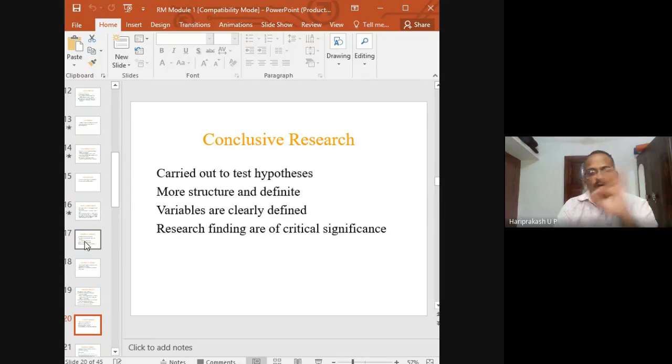In exploratory research, you are not clear about the variables. There is no structure. It is more flexible in exploratory research. Here it is the opposite of that, and you can test the hypothesis here. There you cannot test the hypothesis. Research findings are of critical significance, very important for a business or any other field in which it is done. So that is conclusive research, totally opposite of exploratory research.